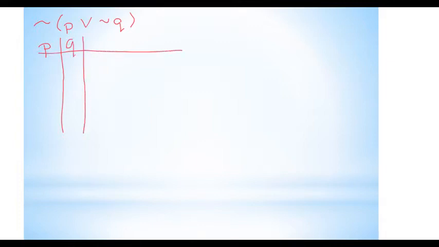Okay, next we're going to look at the negation of P or not Q. Okay, so again, always start your truth table with P and Q. P is always true, true, false, false, and Q is true, false, true, false.